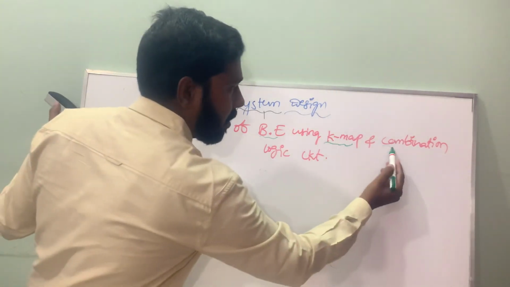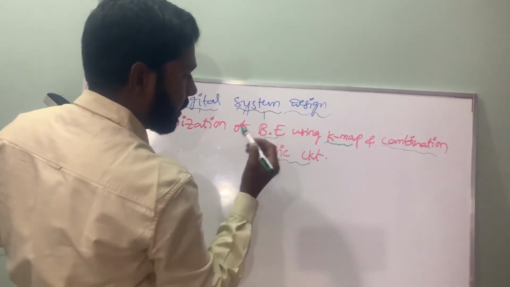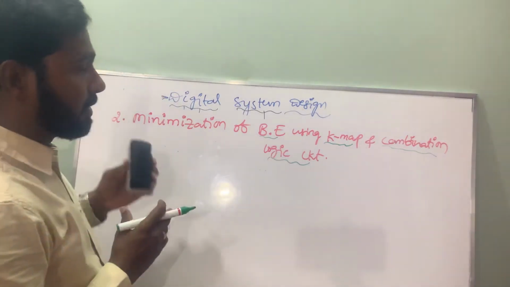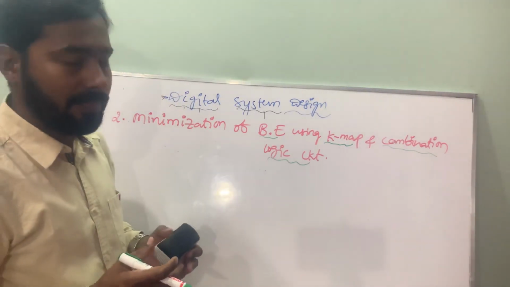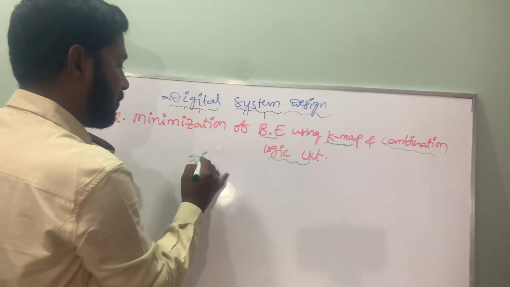Next is combinational logic circuits. This is very, very important. In digital circuits we have basically two types.